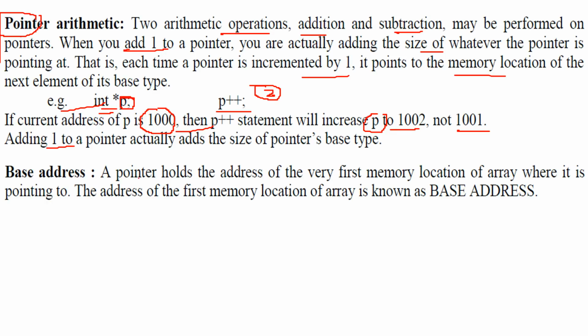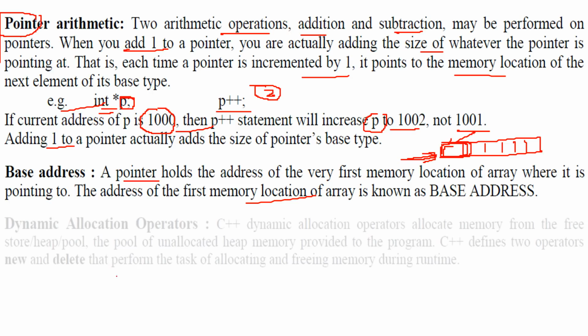Always understand that the pointer holds the address of the very first memory location of the array where it is pointing to. An array can have different sizes. This is the first element of the array. The base address is actually a pointer. The pointer is holding the address of this element. So the address of the first memory location of the array is known as the base address.